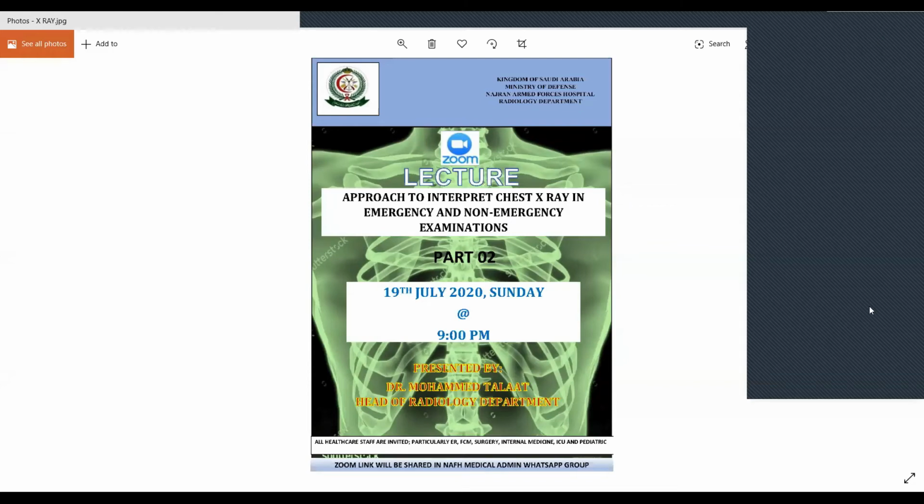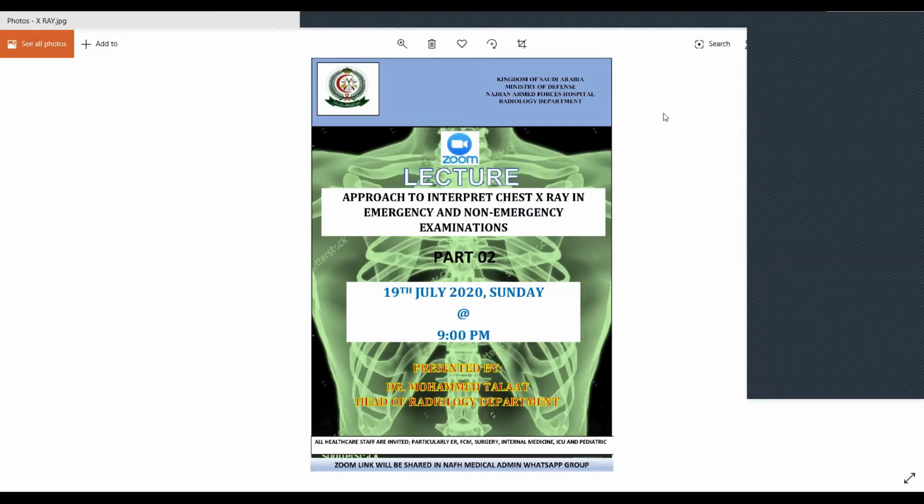Today we will continue with the second part of how to approach and interpret the chest X-ray in emergency and non-emergency examination. By the way, we will revise some points that we discussed in the first lecture, and we will revise our checklist.